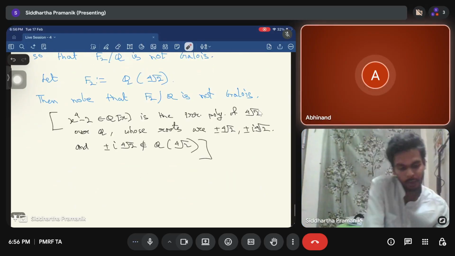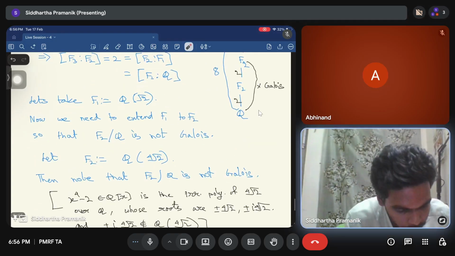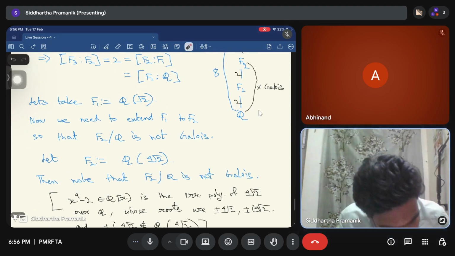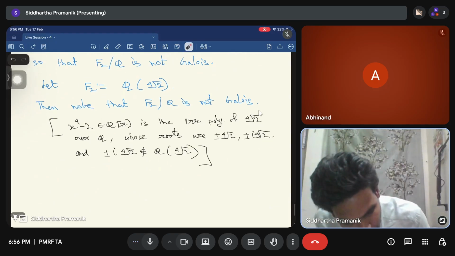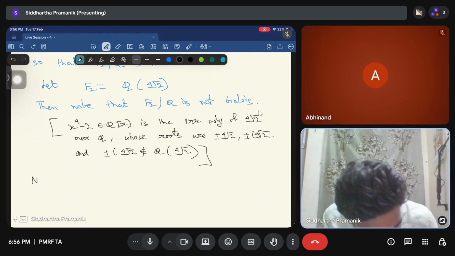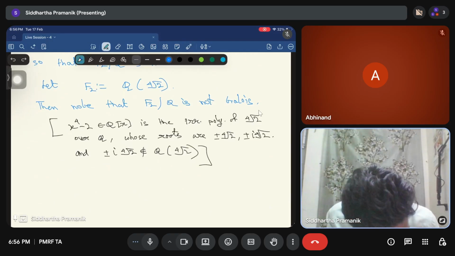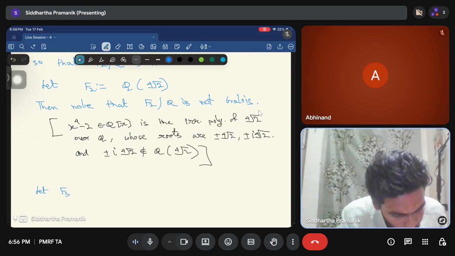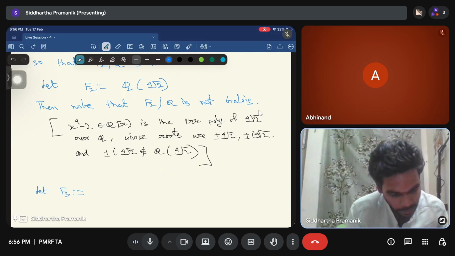So we don't need to do that much work, because we are in characteristic 0 and the degree is 2. So it has to be normal, and it is separable, so it's Galois. So now in order to construct the bigger one, F3 over F2 has to be Galois. So what we have to take as F3?